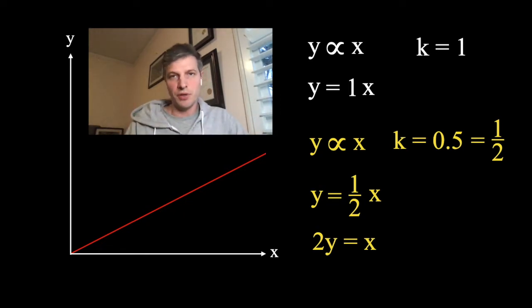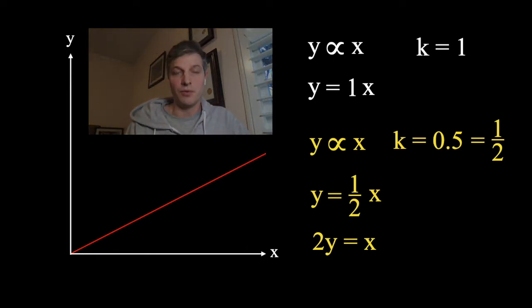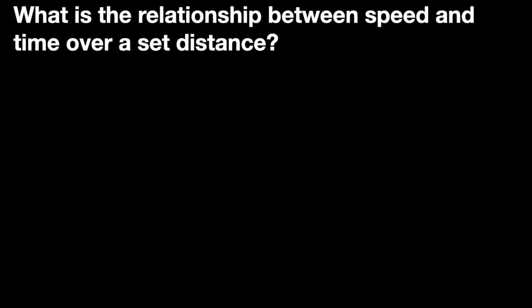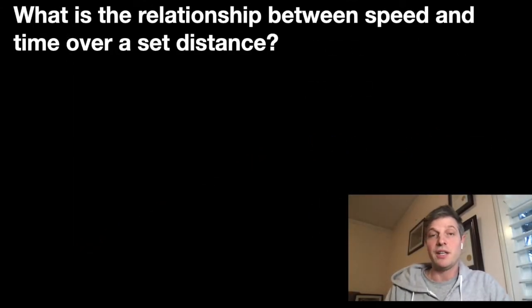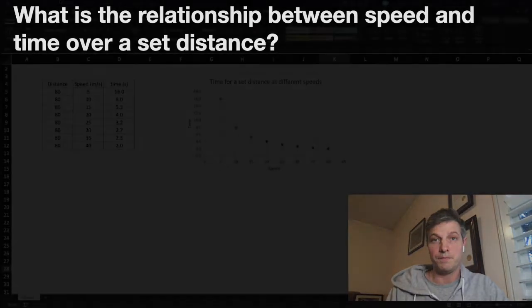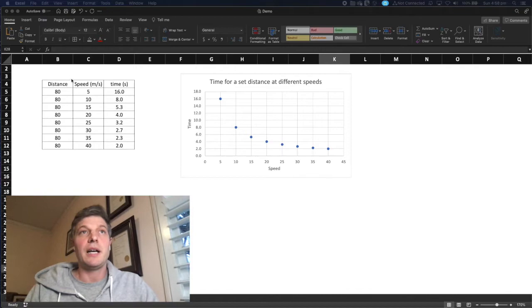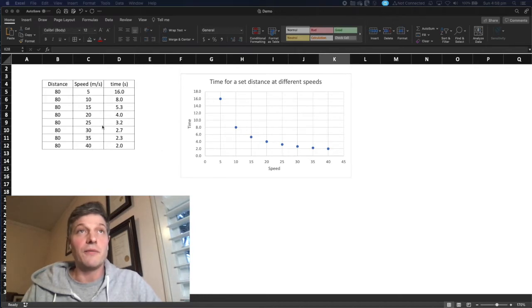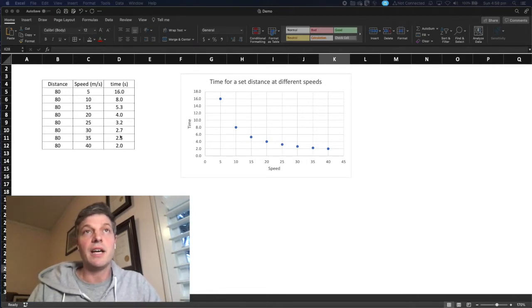To demonstrate this whole process, I'm going to throw in another scenario that analyzes different variables. What is the relationship between speed and time over a set distance? If we remember from a couple of weeks back, we should actually know what this relationship is, but I'm going to show you the process to demonstrate how I do this. Here I have a table already set up with all my data values already gathered. I've got a set distance of 80 meters, a changing speed going up by 5 meters per second increments, and the time it took me to cover that set distance of 80.